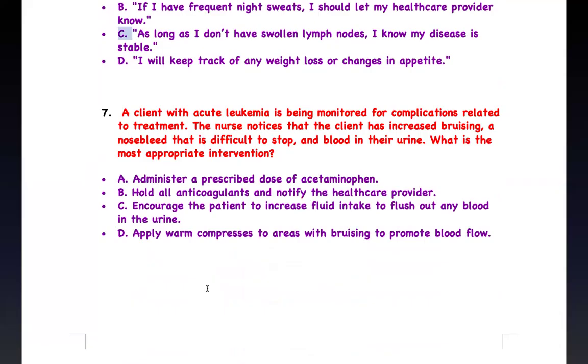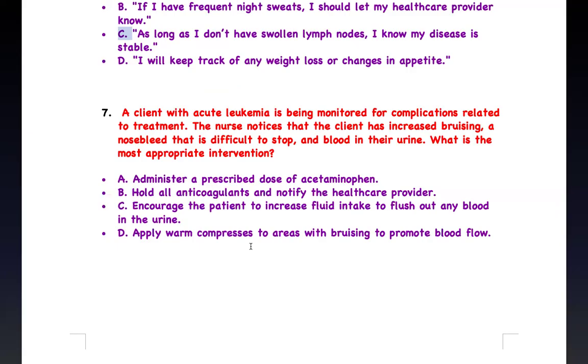The client with acute leukemia is being monitored for complications related to treatment. The nurse notices that the client has increased bruising, right? That's a platelet problem. And a nosebleed that is difficult to stop, and blood in the urine, that's platelet dysfunction. What is the most appropriate intervention? Administer a prescribed dose of acetaminophen. Yeah, you should not take NSAIDs. Hold all anticoagulation and notify the healthcare provider. That's a good one, right?